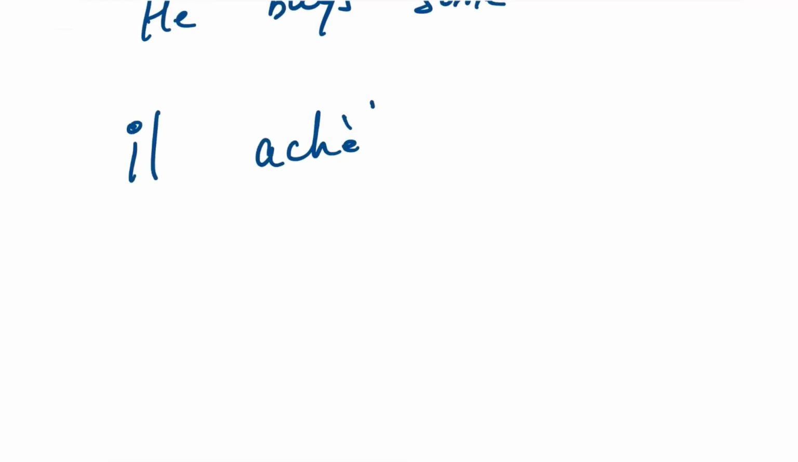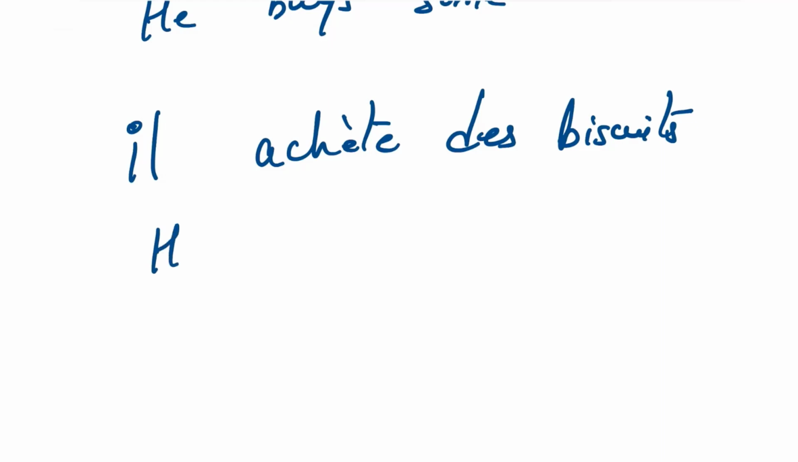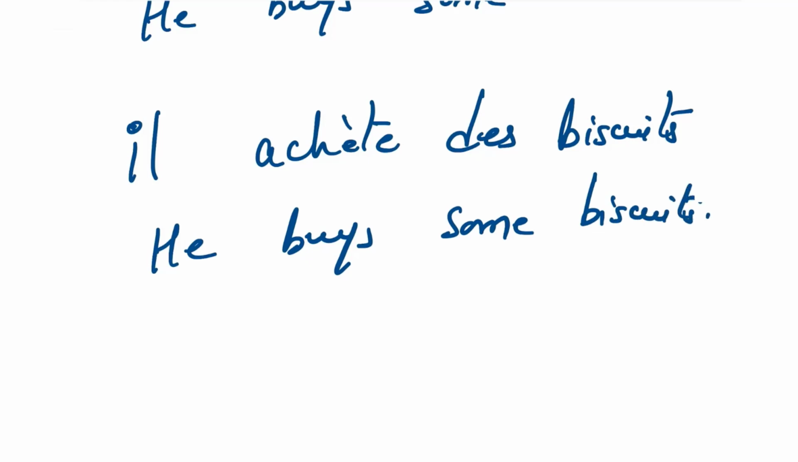The plural one. Il achète des biscuits. Okay? So he buys some biscuits. Now this biscuits is in a plural form, with an S. So this is the reason we have put des over there. And the meaning is some. Okay? Got it? Okay, so we have done the examples.